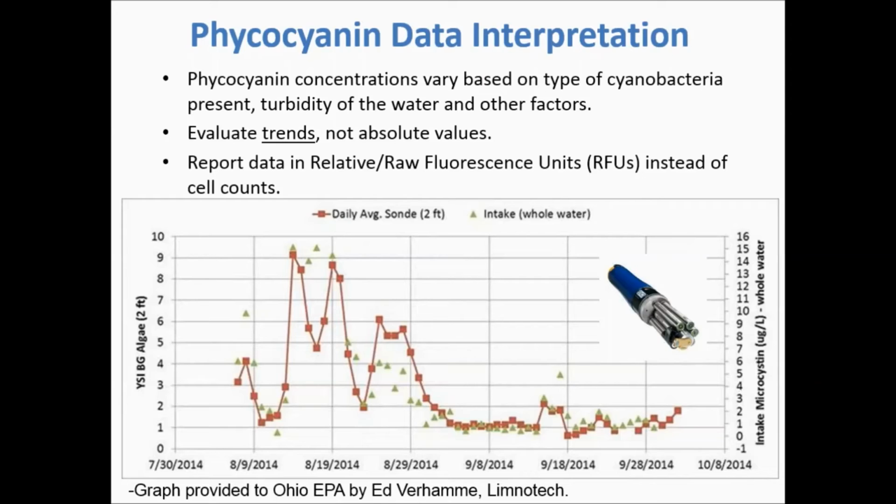not be compared from one water body to another, although trends within one single water body can be useful as long as the sondes are intercalibrated between water systems, and we've done that on Lake Erie. We've also found it best to report data in relative or raw fluorescence units instead of cell counts. The way these work is that cell counts are based on RFUs associated with a pure Microcystis culture. So if your lake has a Planktothrix or a mixed cyanobacteria bloom, then the cell counts will not accurately reflect the actual cell counts. So just a couple things to consider when looking at the data.